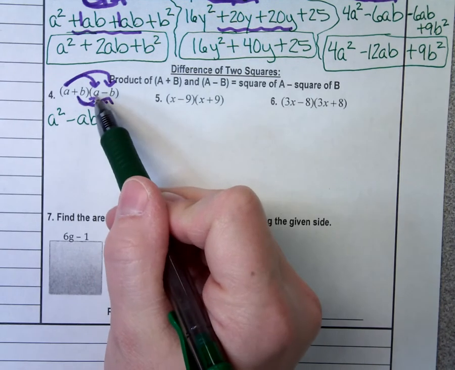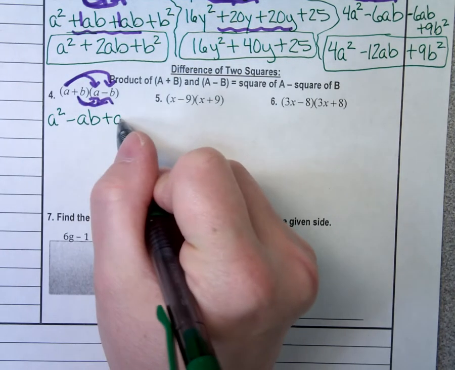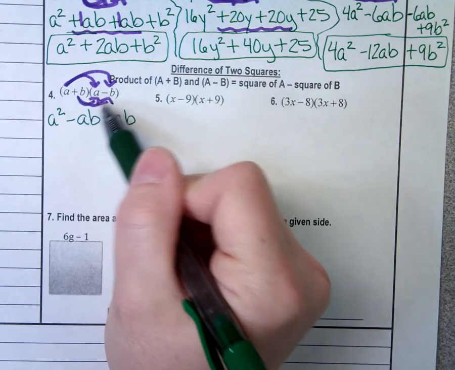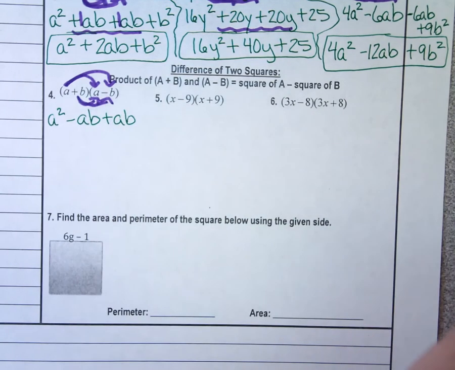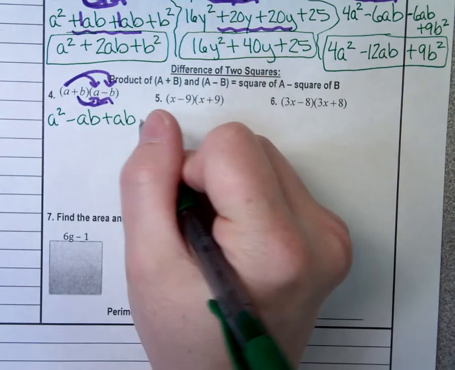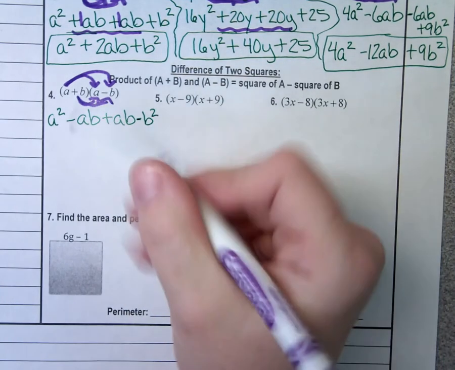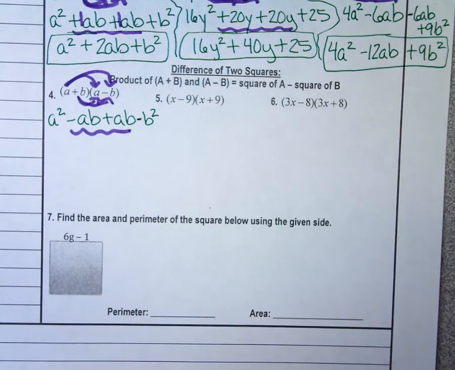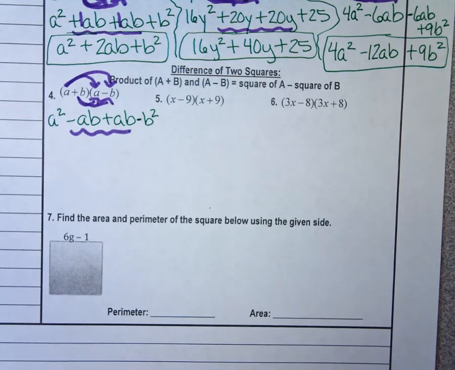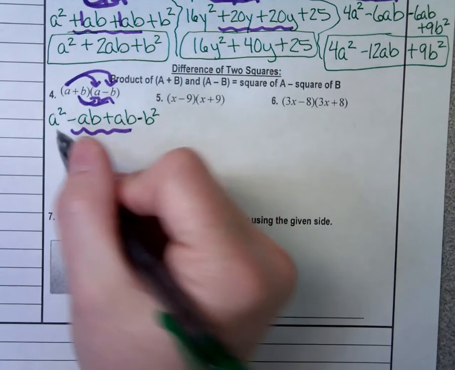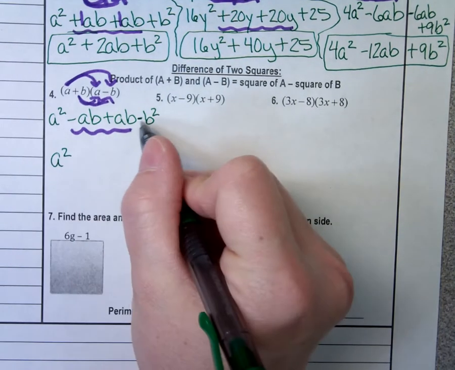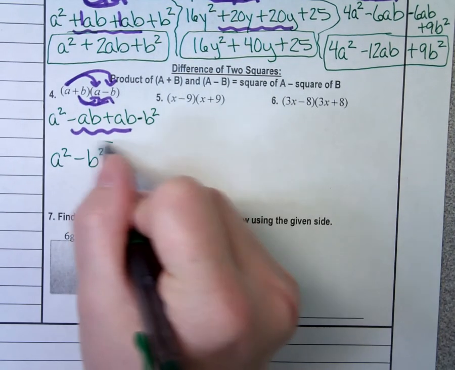A positive b times a positive a makes a positive ab. And a positive b times a negative b, what does that make? A negative b squared. Okay, so we're done multiplying. Now I'm going to combine my like terms. What does a negative ab plus ab make? 0. Shoo! It's gone. All you're left with is a squared minus b squared. And that's our answer.